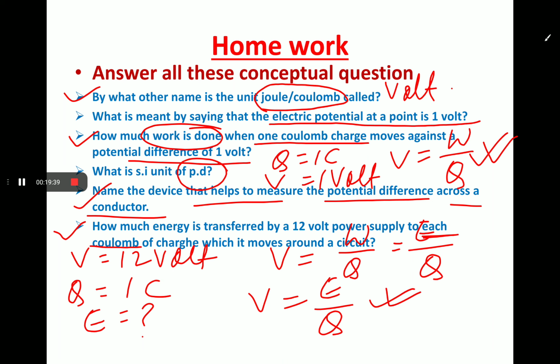So, students, solve all these questions which are very simple, and that's enough for today.